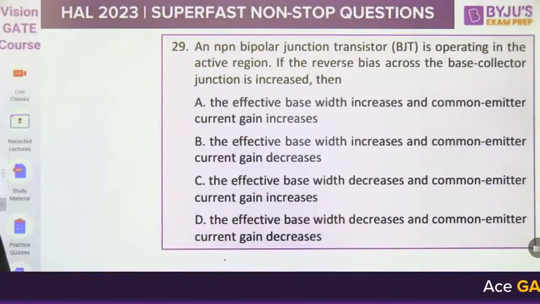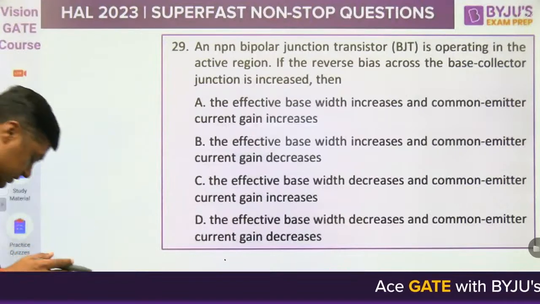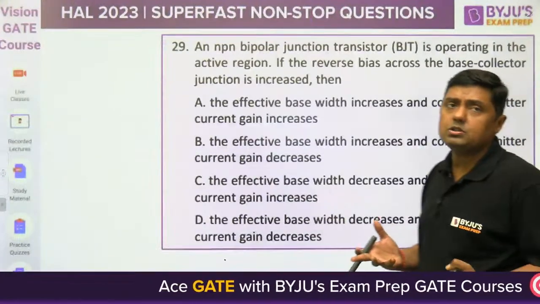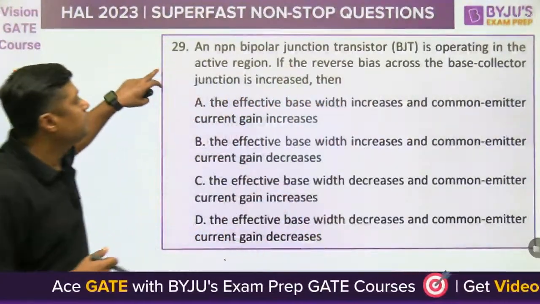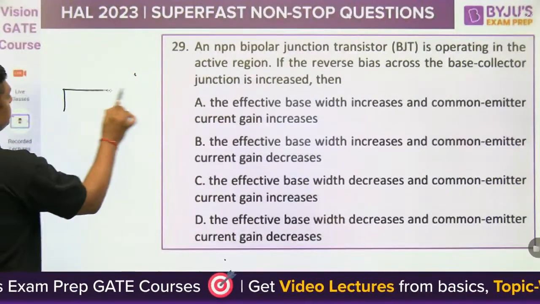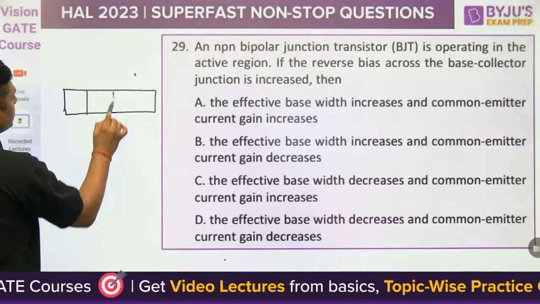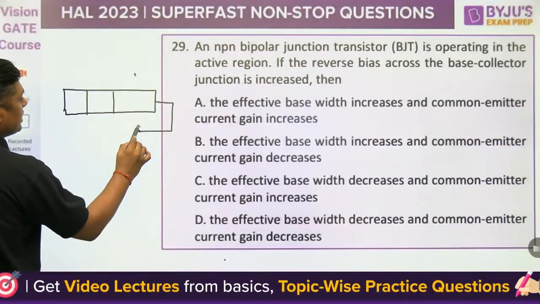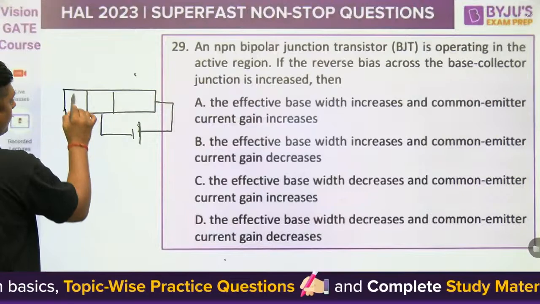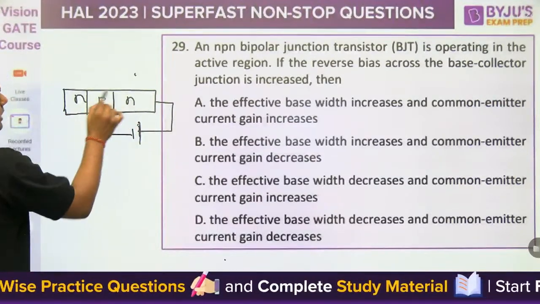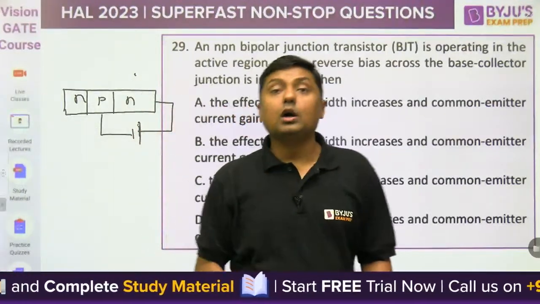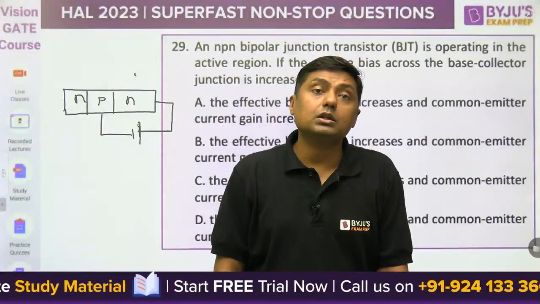An NPN bipolar junction transistor is operating in the active region. Active region means we can design an amplifier by using BJT. If the reverse bias across the base collector junction is increased, then what will happen? So, my dear friends, it is asking about the early effect.